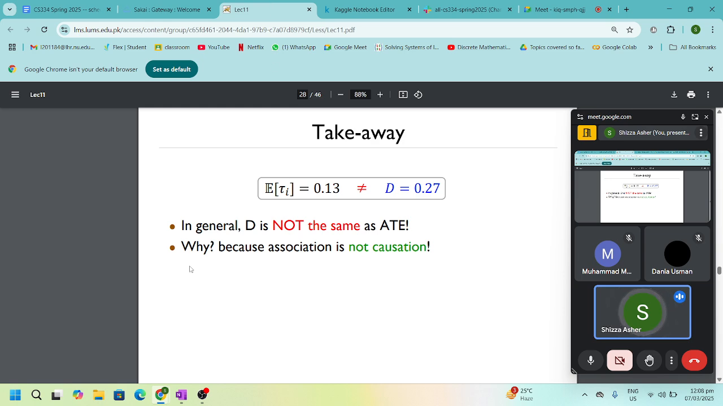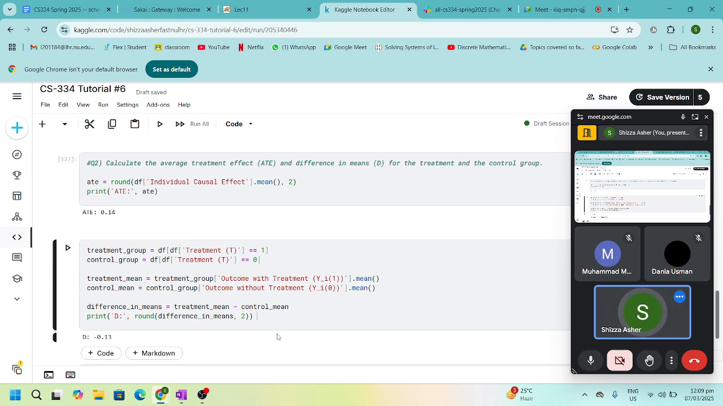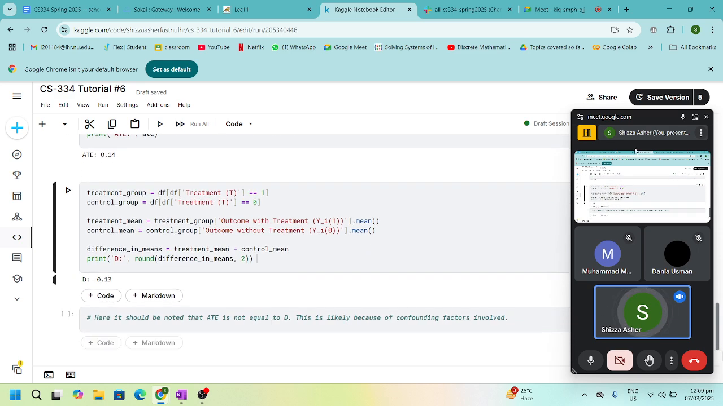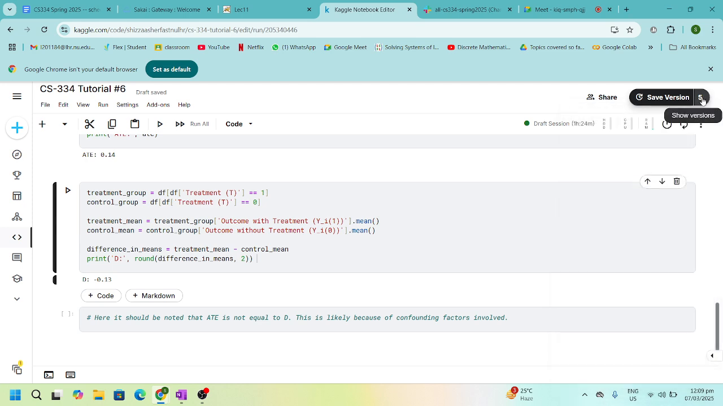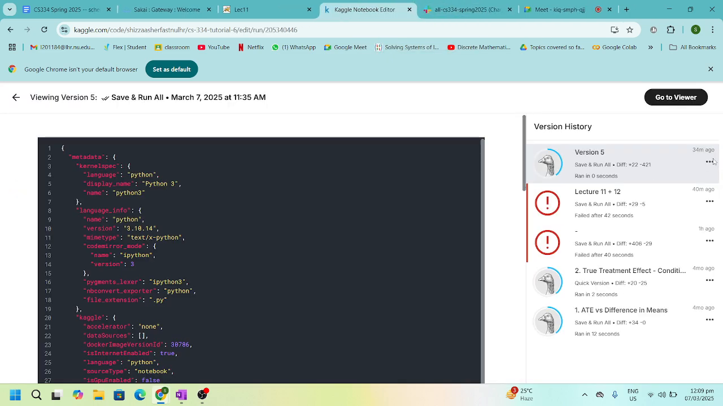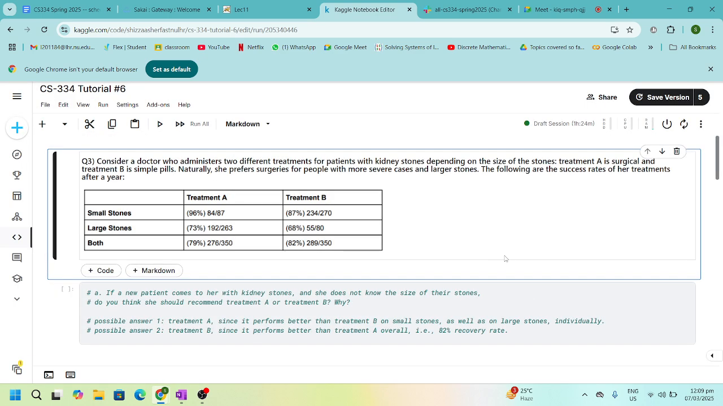There's one important thing written over here. This happens because association is not causation. Essentially, this happens because there are some confounding factors involved, and we're going to look at that in detail through a case study. So, I have one simple example, and then we're going to walk through a slightly more complex example. Let me revert to my next notebook.